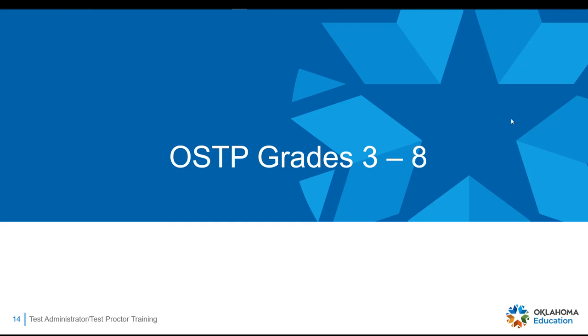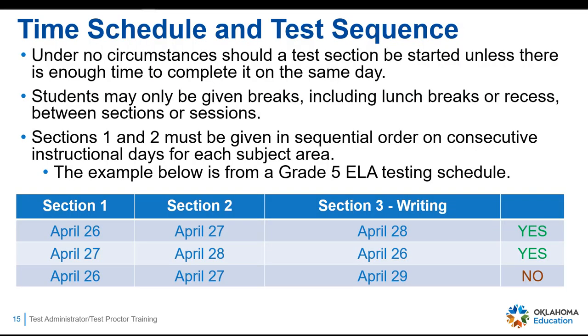OSTP grades 3 through 8. Time schedule and test sequence. Under no circumstances should a test section be started unless there is enough time to complete it on the same day. Students may only be given breaks, including lunch breaks or recess, between sections or sessions. Sections 1 and 2 must be given in sequential order on consecutive instructional days for each subject area.